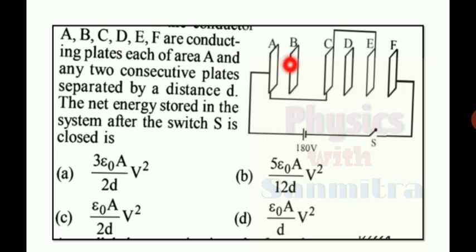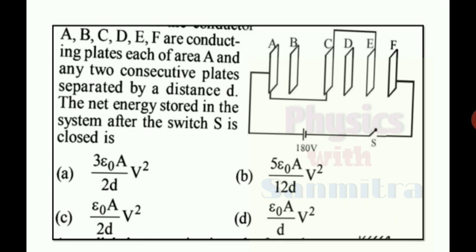Now see, A, B, C, D, E, F. There are six plates. These are conducting plates of area A, and any two consecutive plates are separated by a distance D. After the switch S is closed, we have to find the net energy stored in the system. This type of question we have already solved in a previous question in this series. So we will just number it.